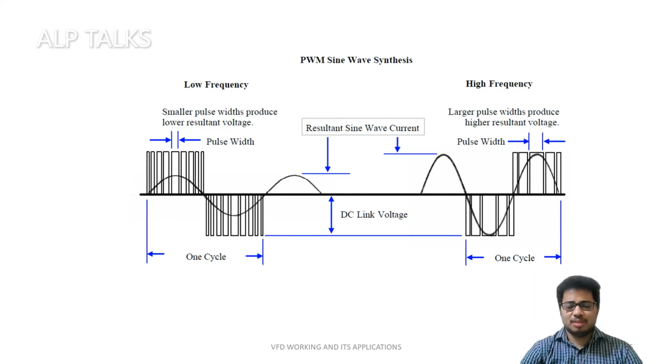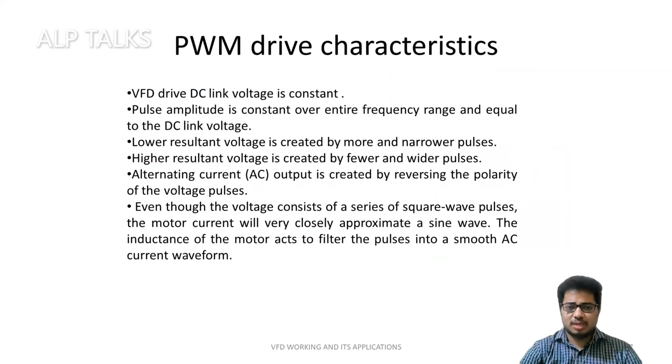We will say that the magnitude will be like the DC link voltage magnitude, and if it is a high frequency, larger pulse width produces a higher resultant voltage. That's true. If frequency is high, it will take more time to complete a cycle. Yeah. So let's go to the next.